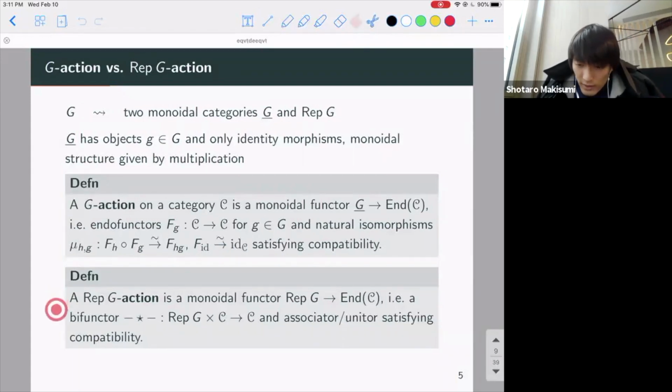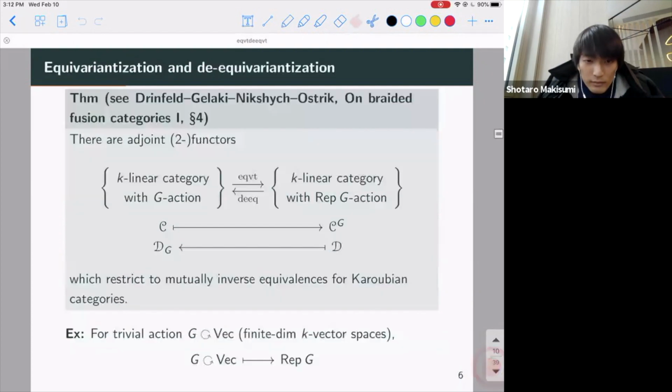The other kind of action is one I've already said. So Rep G is a monoidal category, and then it makes sense to talk about an action of a monoidal category. So in the case of a finite group, here's one form of a precise correspondence. You can find this theorem written in this four-author paper, and it's very short, it's very readable, and they also say that it's a well-known theorem.